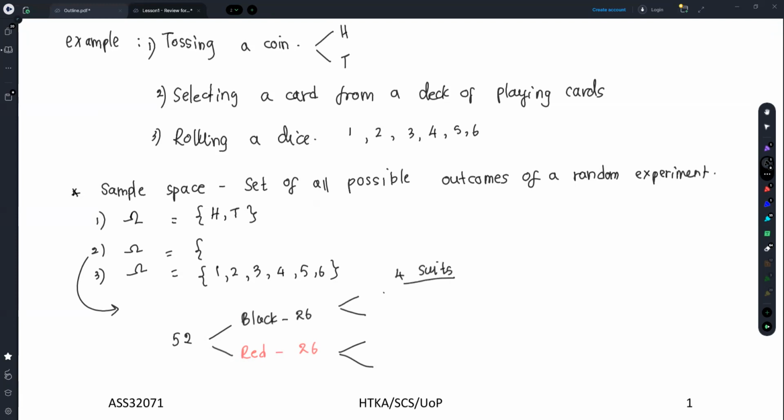The black you have clubs, 13, and spades, 13. Oh, no, not the diamond. And then diamonds and hearts. So altogether you have 52 cards, right?